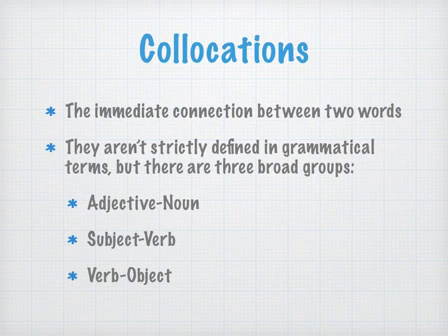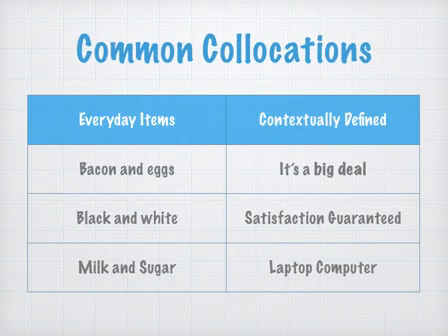There are three broad groups of these collocations. There are adjectives and nouns, a beautiful day, sunny day, things like that. Subject and a verb. And as I gave you some examples with make and do, we can have a verb and an object. There are some collocations that are more common than others.